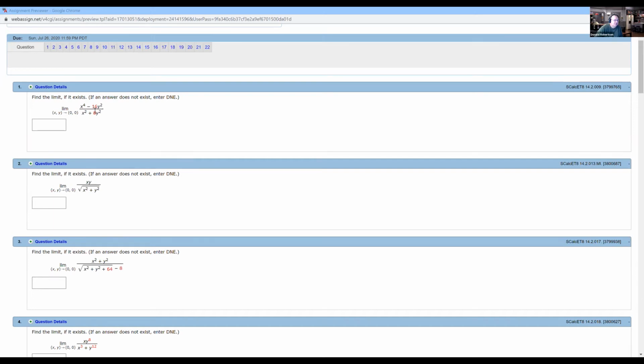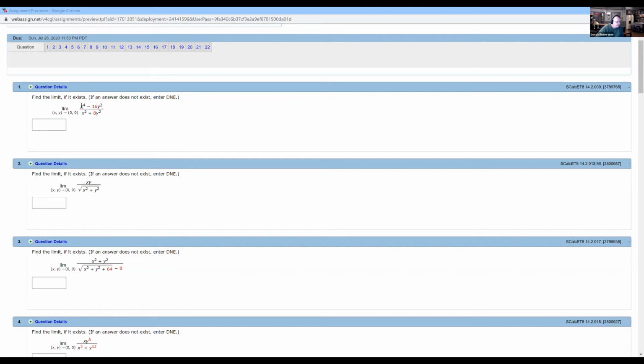Find the limit if it exists. If the answer does not exist, enter DNE. Okay. Question 1. Any ideas about possible limits here? If you do the pathway, can you trust me here? I'm just doing it in my head. But if you make x equals 0, the limit ends up being -2. If you make y equals 0, the limit ends up being 0. Do you see that they disagree? So that's a DNE.